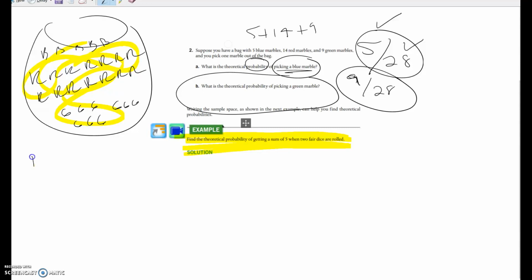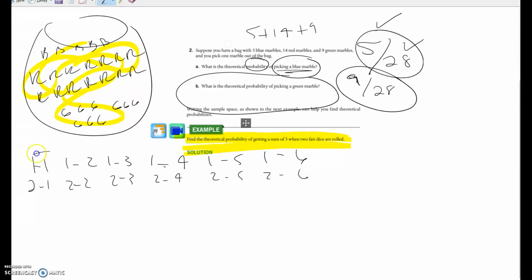So if you're rolling a die, you could get 1,1; 1,2; 1,3; 1,4; 1,5; 1,6. Or you could do 2,1; 2,2; 2,3; 2,4; 2,5; 2,6, and so forth. All right, so we're going to finish up that chart all the way to 6,6. And then we're going to figure out what is the probability of getting a sum of 5. So try to figure that out on your own, and then I will come back.